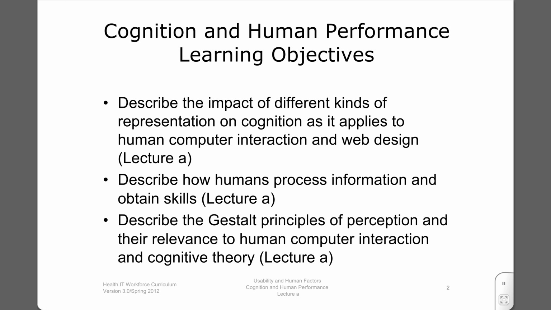The unit objectives realized in this lesson include: 1. Describe the impact of different kinds of representation on cognition as it applies to human-computer interaction and web design. 2. Describe how humans process information and obtain skills. 3. Describe the Gestalt principles of perception and their relevance to human-computer interaction and cognitive theory.